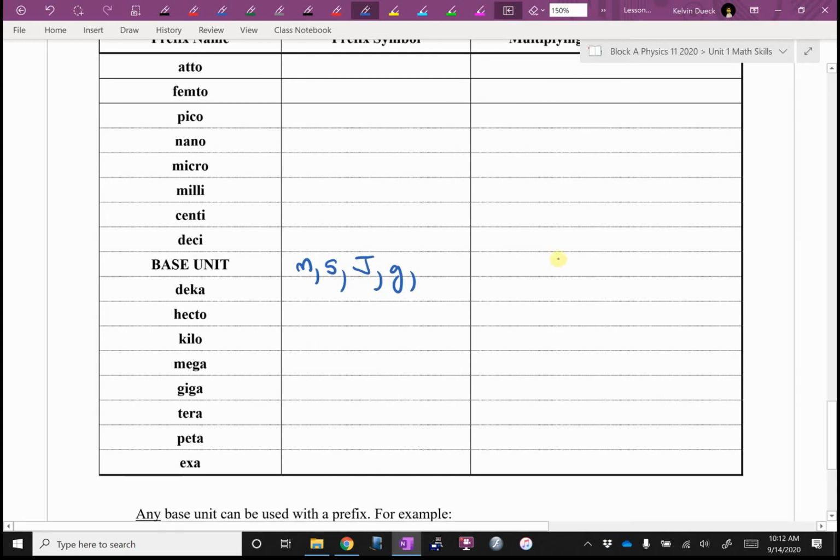If you want me to be fussy, that's technically being multiplied by a 10 to the 0, because Aiden, what's anything to the 0 power? Not 0, thank you, 1, okay?